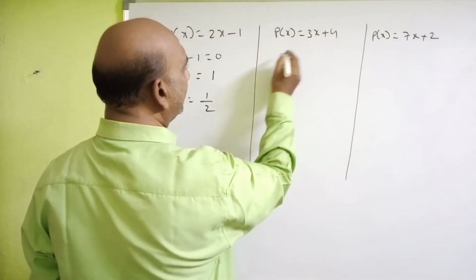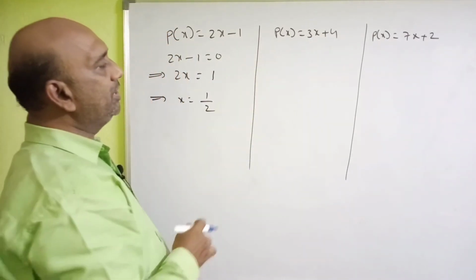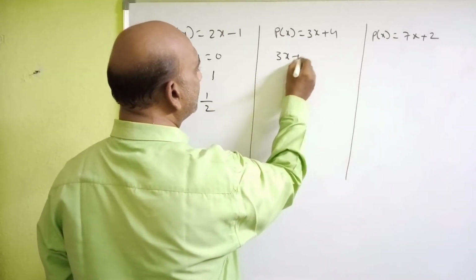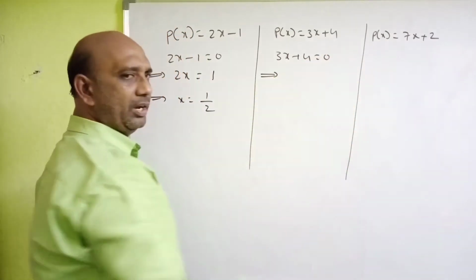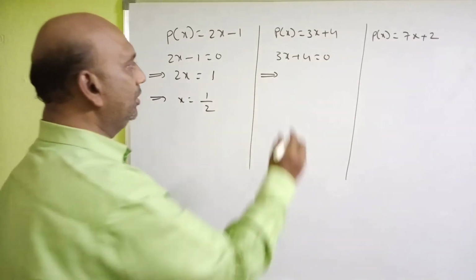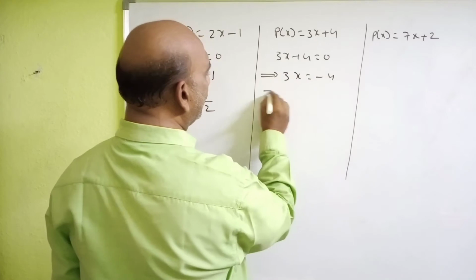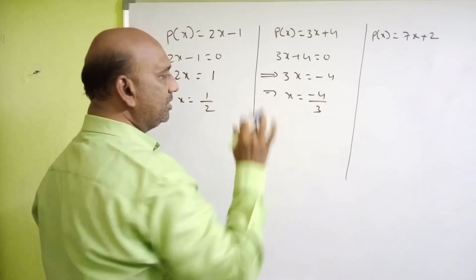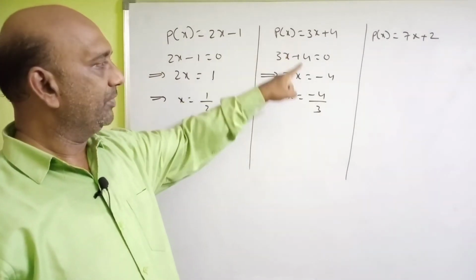Let us see another example. p of x is equal to 3x plus 4 is given. To find the zero of this polynomial, take this polynomial equal to 0. That means 3x plus 4 equal to 0. This implies, first of all, transpose this constant to the RHS. If you transpose this plus 4 to the RHS, it will become minus 4. That implies 3x is equal to minus 4. That implies x is equal to minus 4 by 3. So at x is equal to minus 4 by 3, the value of this polynomial will become 0.